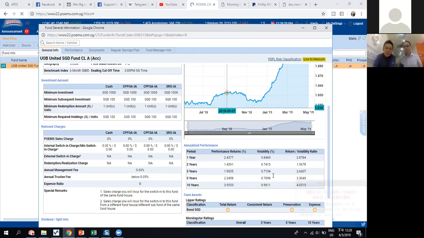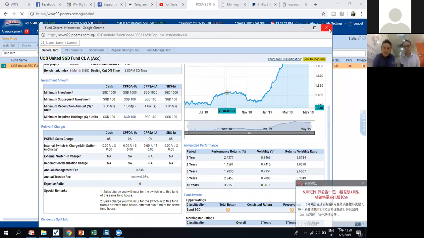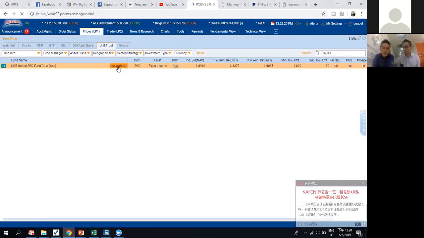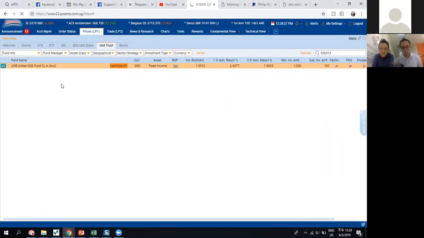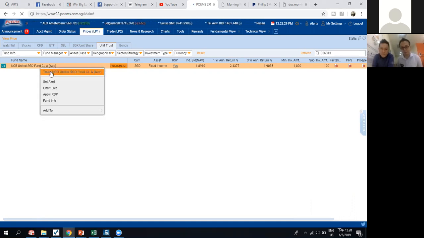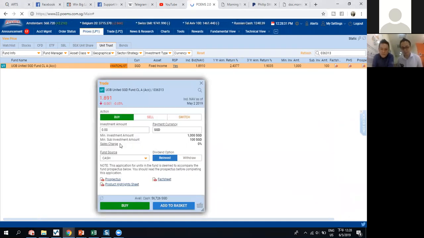So when you want to buy these funds, is there any cost? Nope, there are no sales charges. Just to prove that, right click here, trade. You can see here there's zero sales charge. So in other words, let's say I want to buy $1,000.